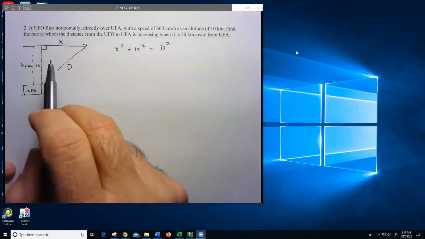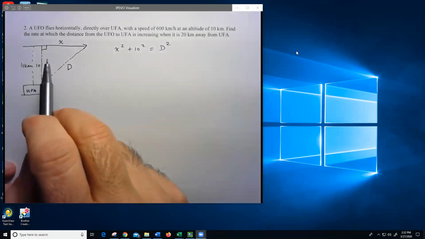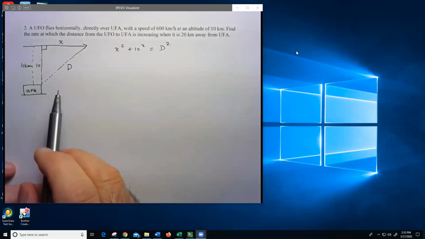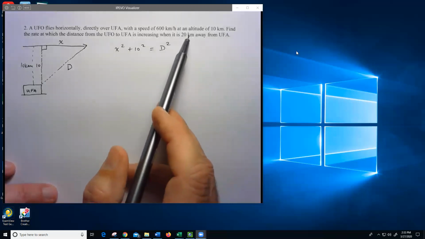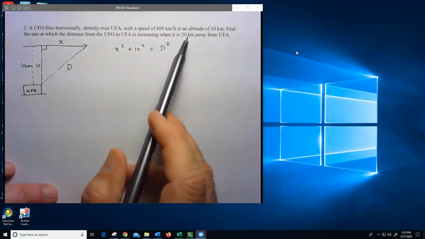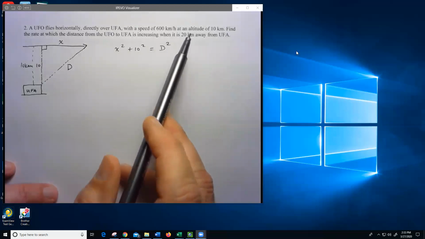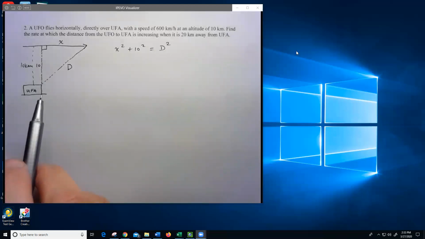Okay, so let me know if anybody needs me to explain that again, because that is one of the most important points in solving these questions. Okay, so I don't input the 20 into the diagram because this represents a distance at one particular moment in time. So I'm only going to be inputting that after I've taken the derivative.